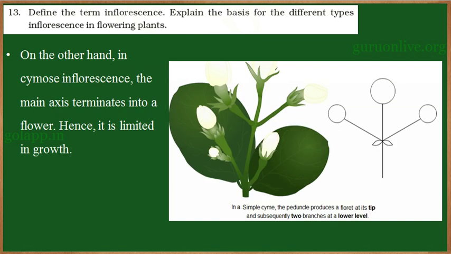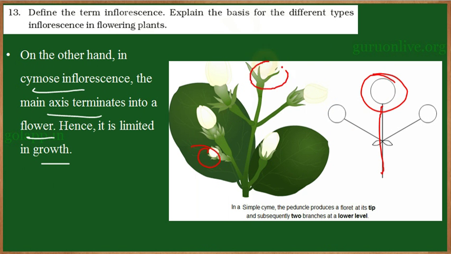And in the second one, the cymose inflorescence, here we can see this is the main axis and the flowers are present at the tip of the main axis and hence the growth is limited over here. So here the main axis terminates with the flower and the growth is limited. So here younger flowers will be at the bottom and older flowers will be at the tip. So this kind of inflorescence is called cymose inflorescence.